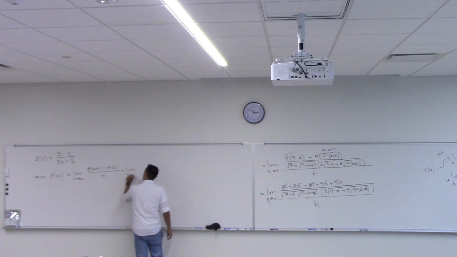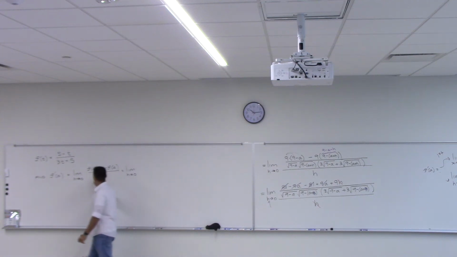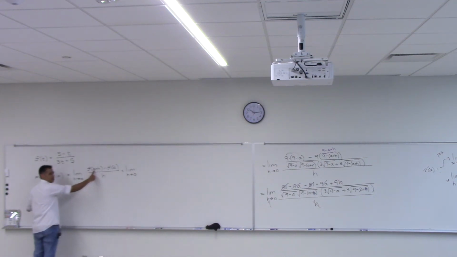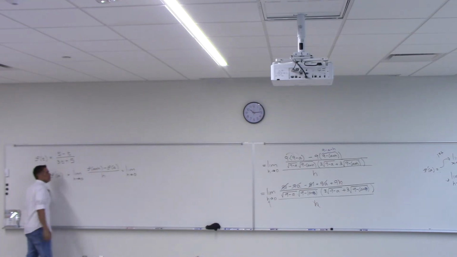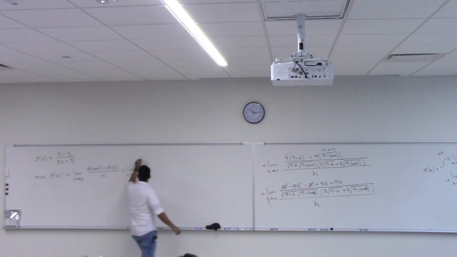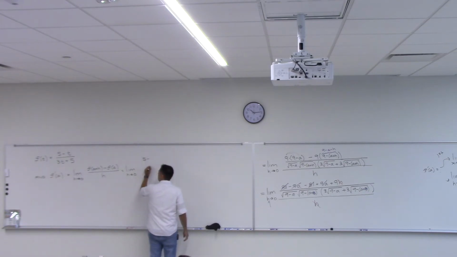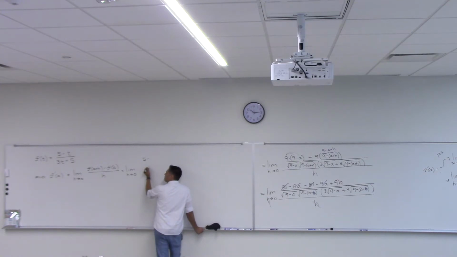h goes to 0. All right, I'm going to replace all my a's with a plus h, all my t's with a plus h. So we have 5 minus, I'm careful here, 5 minus a plus a. 5 minus a minus h.